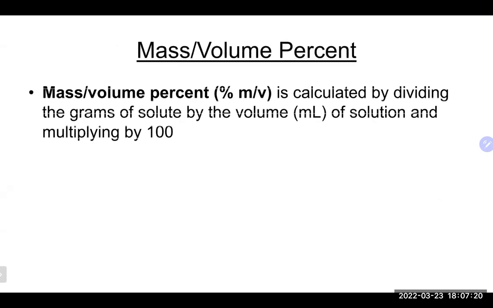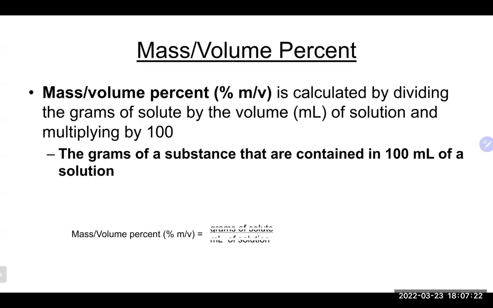The last sort of percent by volume type of calculation, or percent calculation, concentration is mass to volume. And this is, again, sometimes abbreviated percent mass to volume. And that's what the M and the V stands for. And this is basically the grams of the solute divided by the milliliters of solution times 100%.